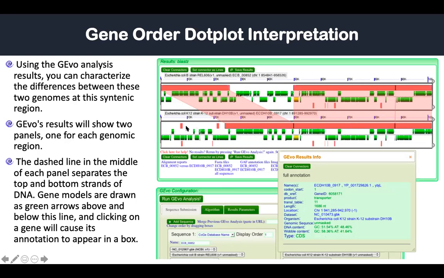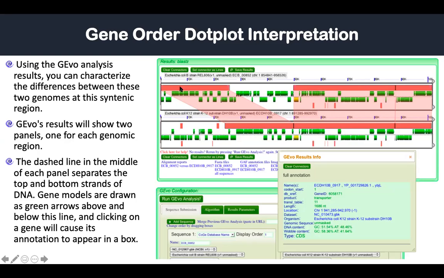Similarly, this is the second panel, and it refers to the DH10B genome, right? Here also you can see a dotted line. The blocks above the dotted line are genes present in the forward strand of the DH10B genome, and the green blocks below the dashed line are the genes present in the reverse strand of this genome, right?